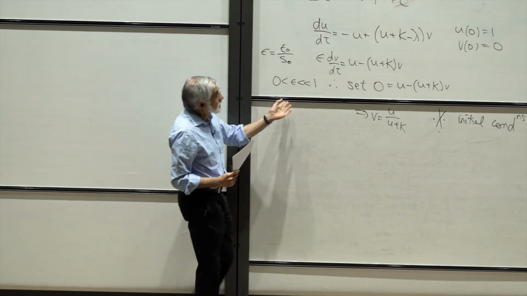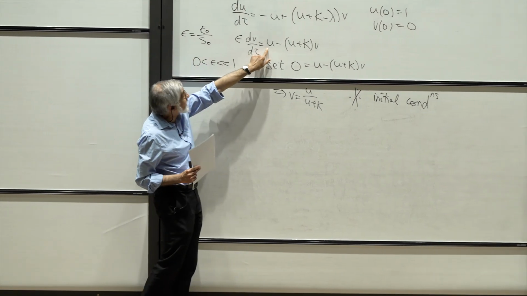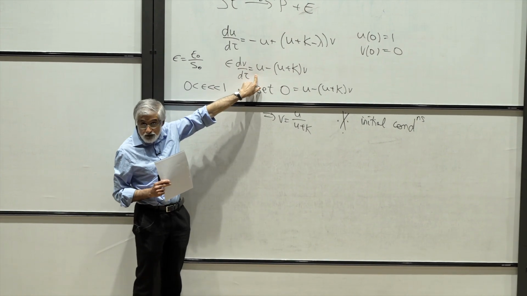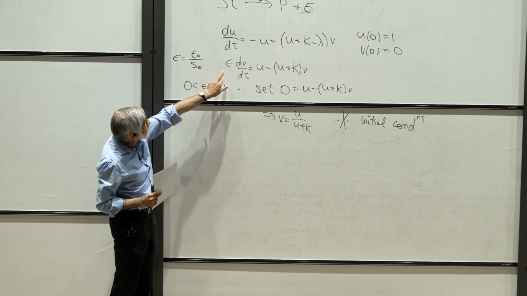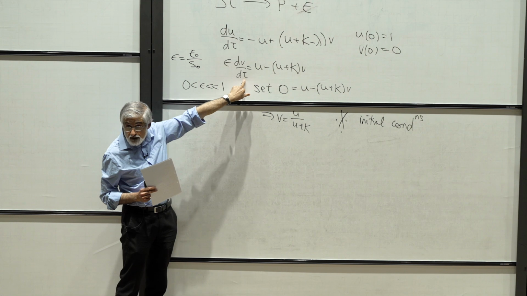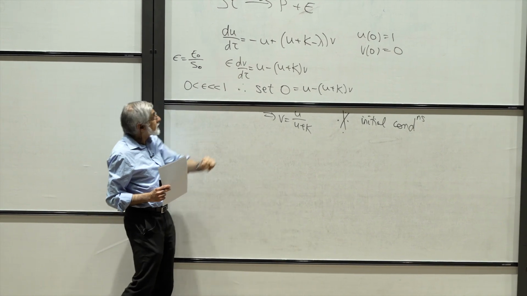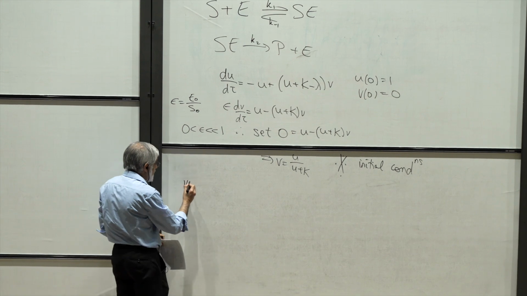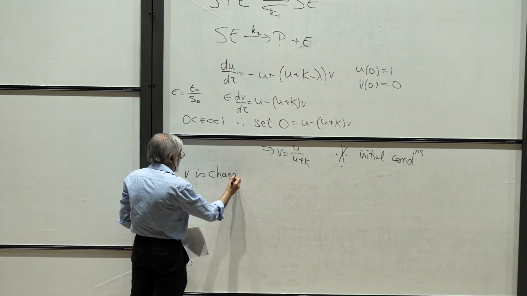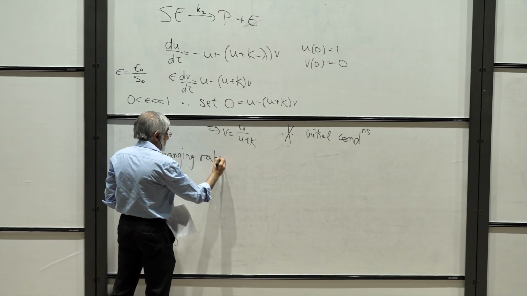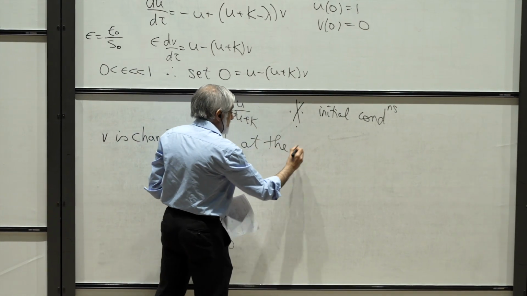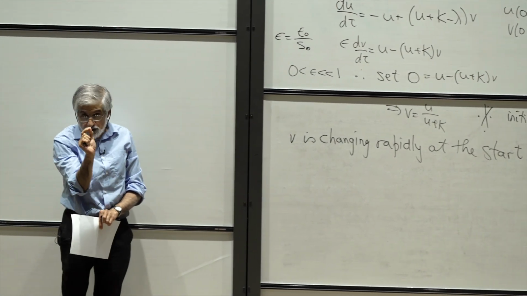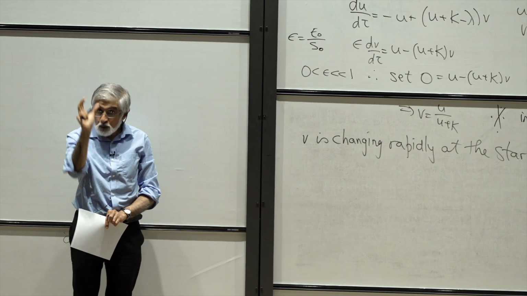And then we ended up at the end of the last lecture saying that right at the beginning, dv by d tau looks like, this is 1, this is 0, so it looks like 1 over epsilon, which is very large. So even though epsilon is small, dv by d tau is very large, so you can't just put this to 0. Therefore, we say v is changing rapidly at the start. That means if v is changing very rapidly, we should magnify the time near the beginning so that we can see it better.